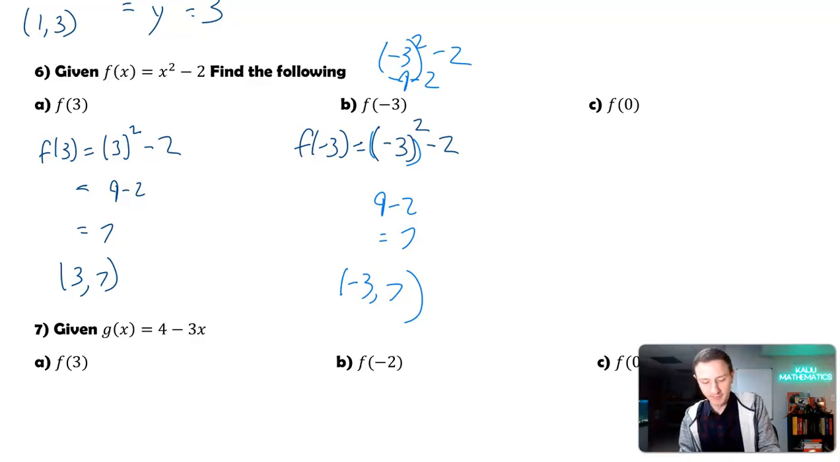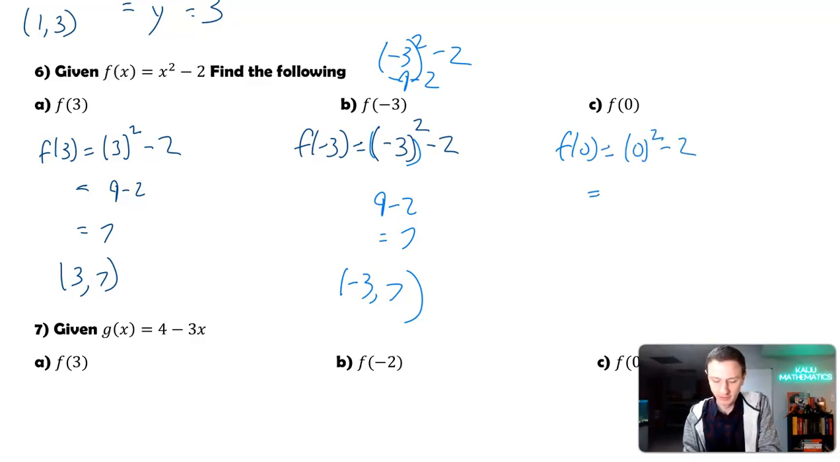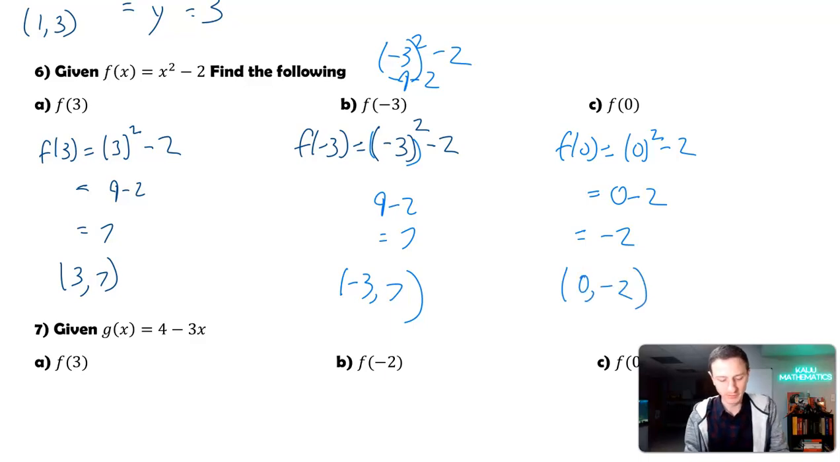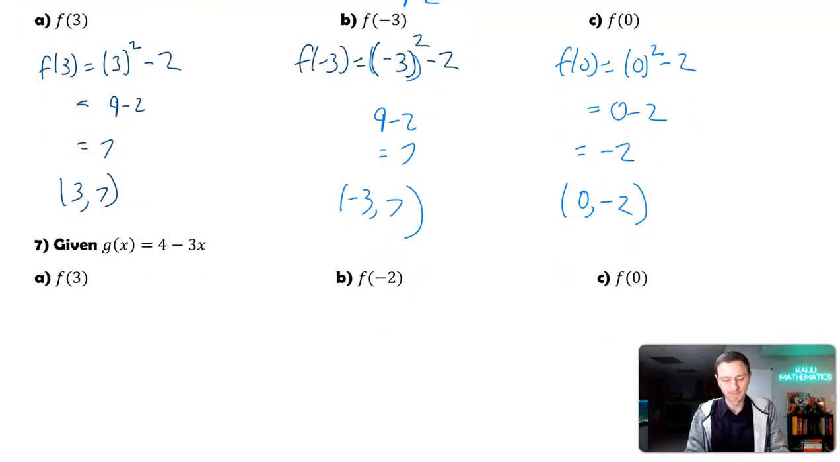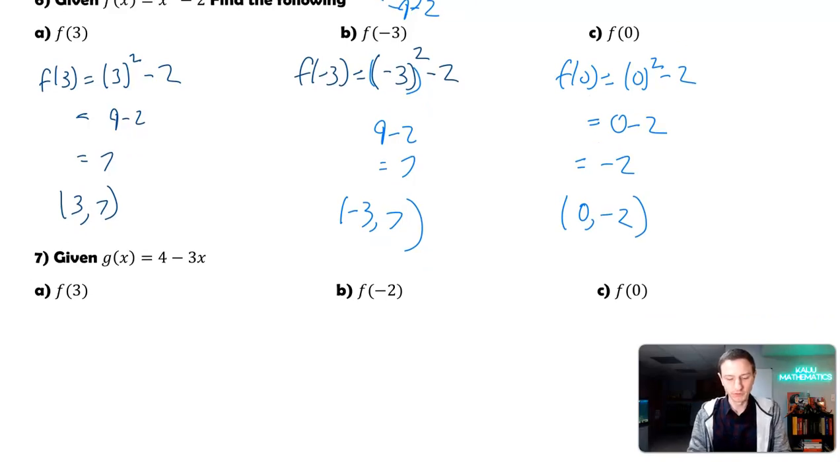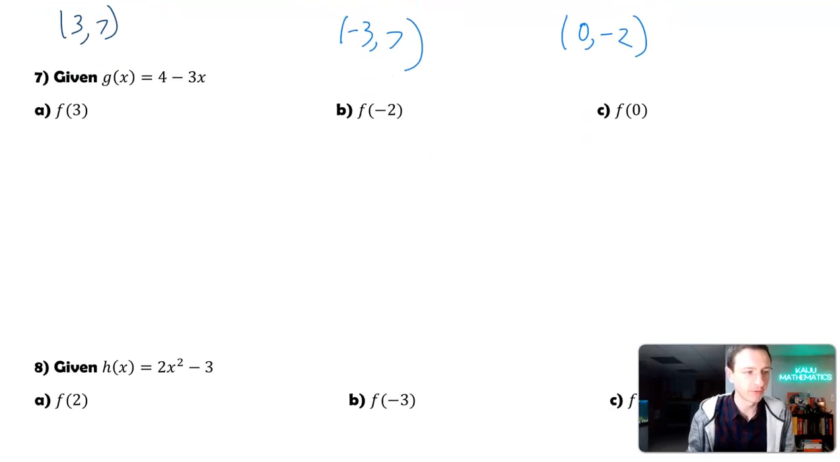And then letter C, f of 0. So I'm going to replace my x value with 0 this time. So 0 squared minus 2. 0 squared is 0 times 0, 0. 0 minus 2 is negative 2. So the ordered pair we get back is 0, negative 2. So it's introducing this concept of function notation, taking x values, plugging them in, getting y values.